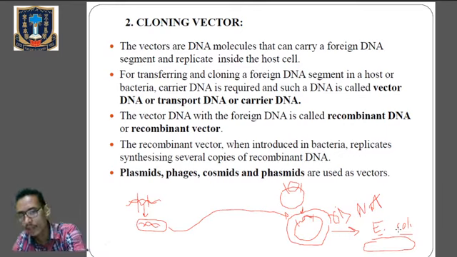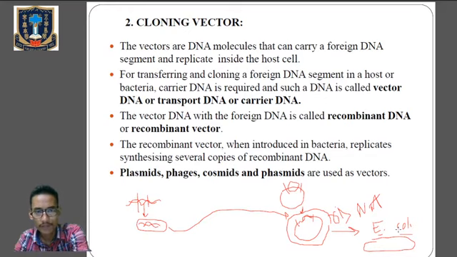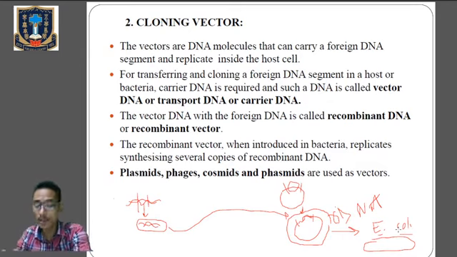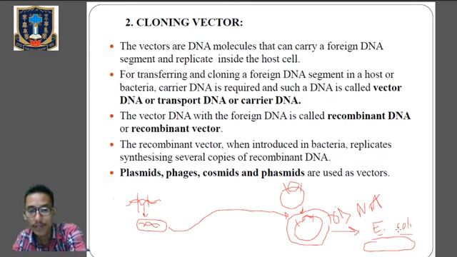Okay, so what are vectors? They are simply the DNA molecules which are able to carry the foreign DNA having the gene of interest, and it will replicate independently within the host cells. Clear? And vector DNA with the foreign DNA will be known as the recombinant DNA or the recombinant vector. And whenever this recombinant vector is inserted into the E. coli cells or into the bacterial cells, they will replicate, they will multiply and produce multiple copies of recombinant DNA.